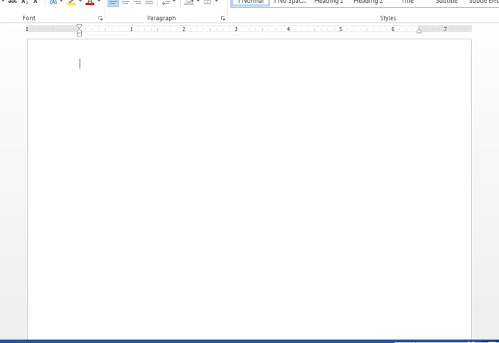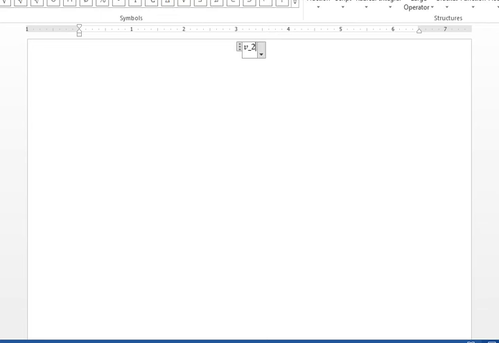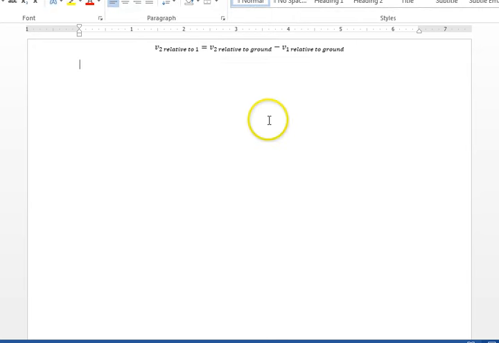I could write this as V2 relative to 1 equals, oh, math mode would help, V2 relative to 1, right, is V2 relative to ground minus V1 relative to ground. That's another way to write that equation, right?